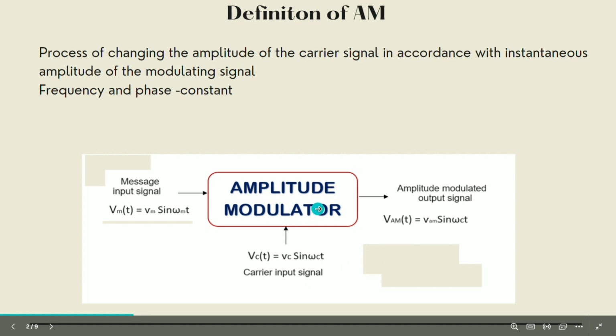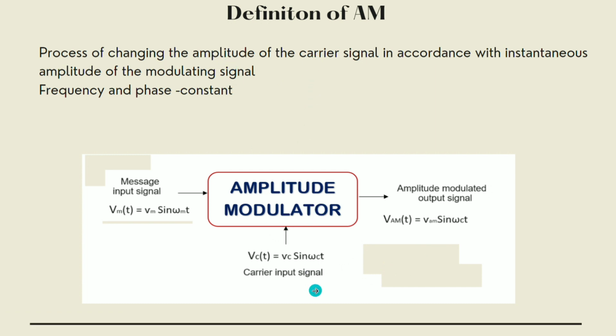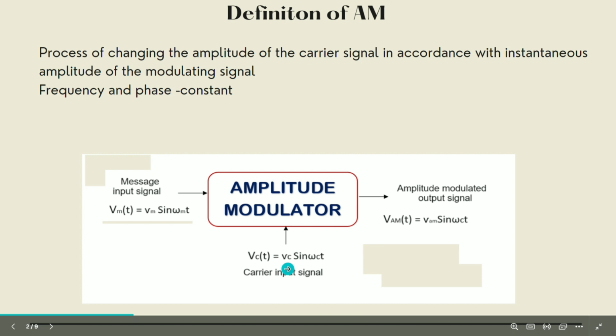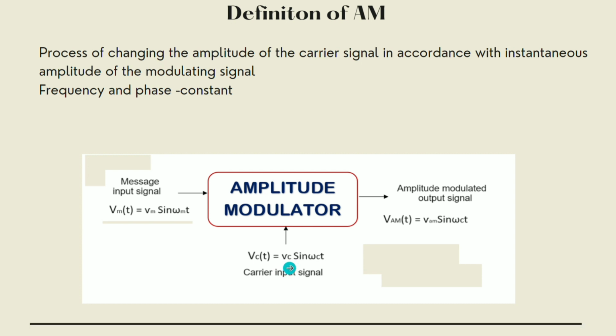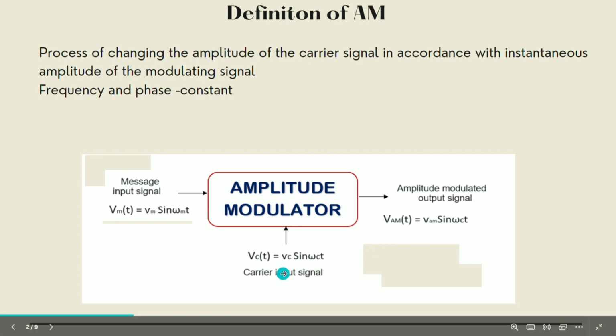So under the amplitude modulation process, the amplitude of the carrier is going to be varied. The amplitude of the carrier is Vc. It is going to be varied, which means it should be reflected at the output.